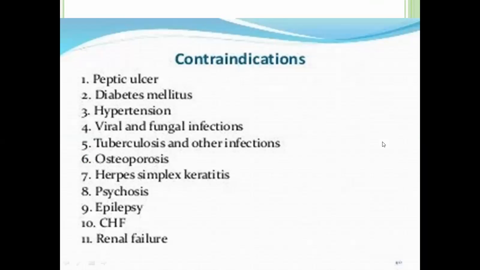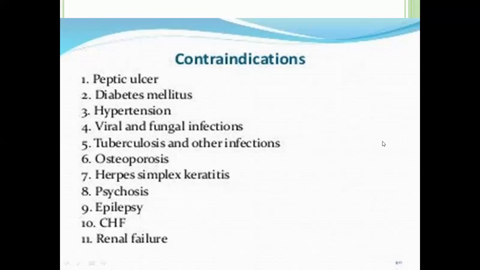The next point is contraindication. In which clinical conditions are they contraindicated? Peptic ulcer. If an individual has a peptic ulcer and is given a corticosteroid agent, is it okay? No, ma'am. Peptic ulcer means what? Lesion formation occurs on the mucous lining of the GIT. Do you know what lesions are? Lesion formation, which may be painful.